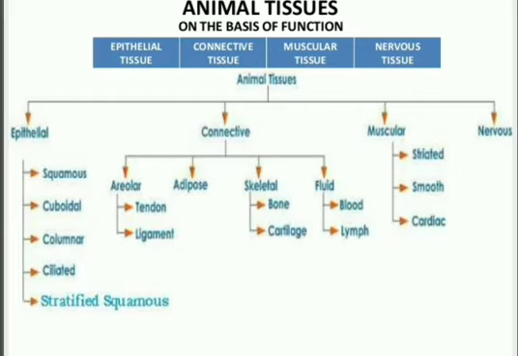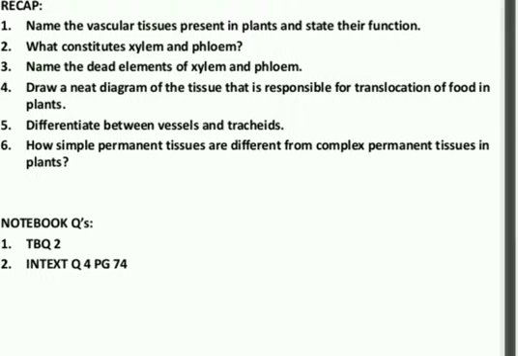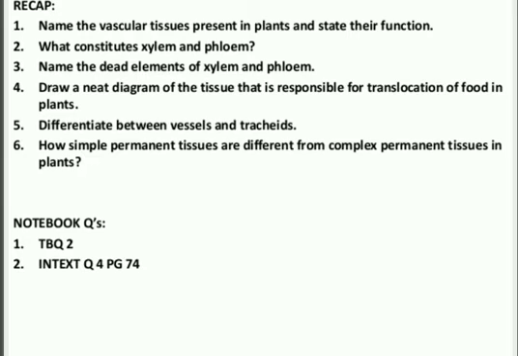Up to here we have completed all the plant tissues, and there are also some questions from the index. Let us discuss. I am discussing page number 73. First question: name the types of simple tissues. Simple tissues we have of two types: simple permanent tissue and simple complex tissues. Then, where is apical meristem found? On the root and shoot tips.